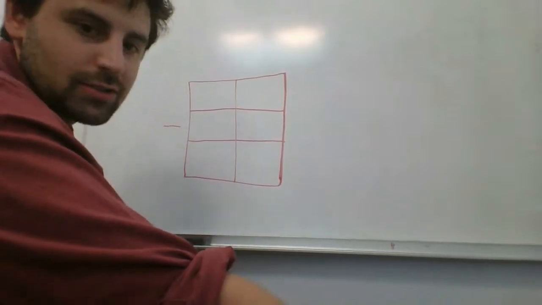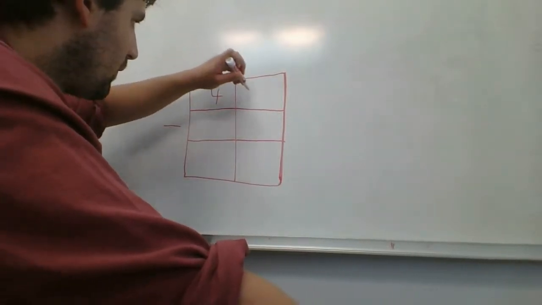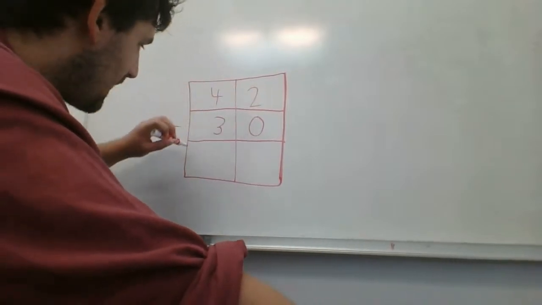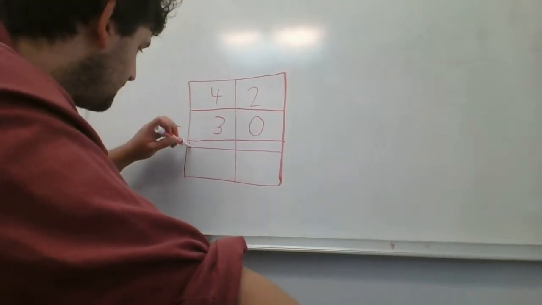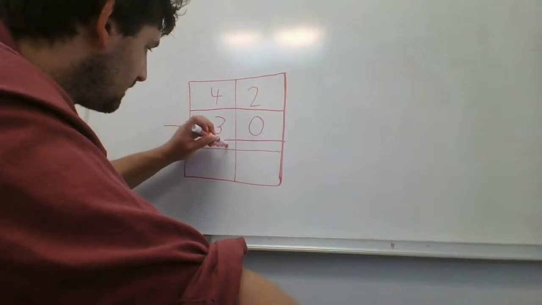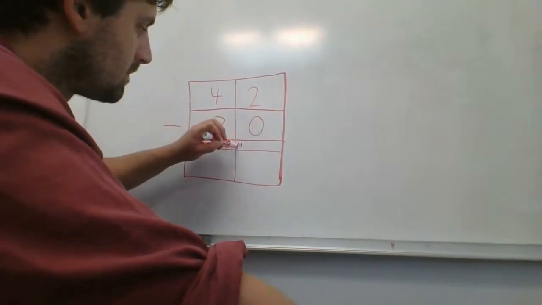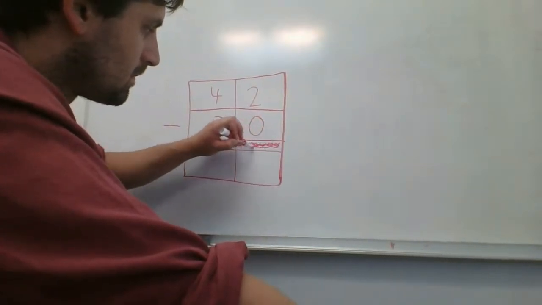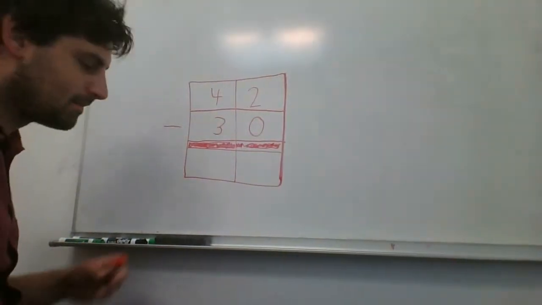All right, so I got my subtraction sign here. 42 minus 30 will be our first problem. Make my equal sign stand out a little bit more here. And I'm going to set up the hoop so we can get buckets.